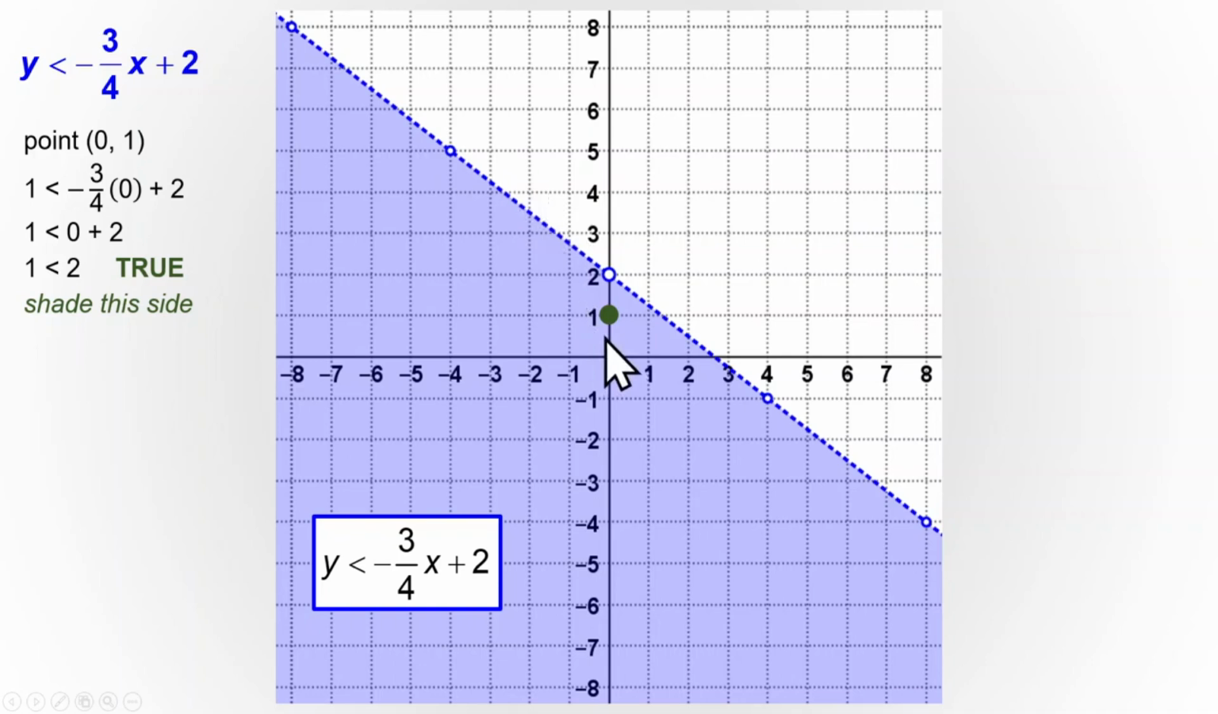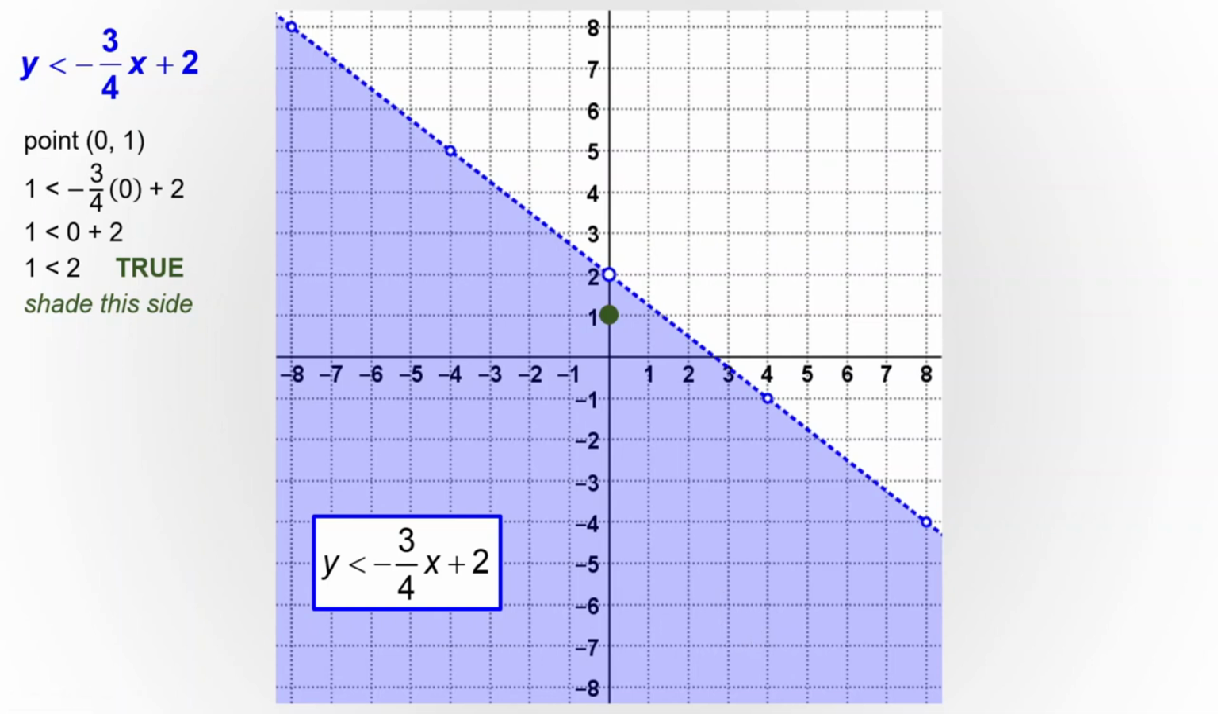If this ends up being true, which it is, because I took its x-coordinate, 0, plugged it into the x of the inequality, took its y-coordinate, 1, plugged it into the y spot of the inequality, did the math, came up with 1 is less than 2, realized that isn't always going to be a true statement, which means any point over here on this side will always be true. This is the side that I'm going to shade, and this will eventually be my solution.